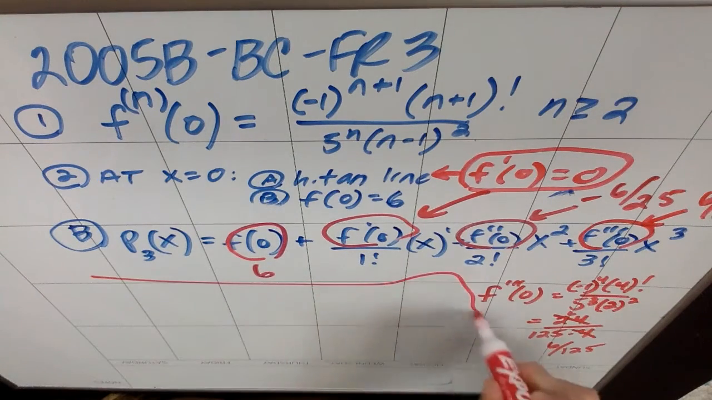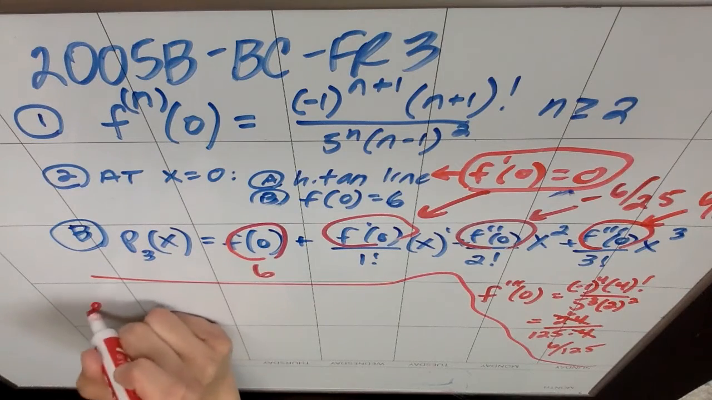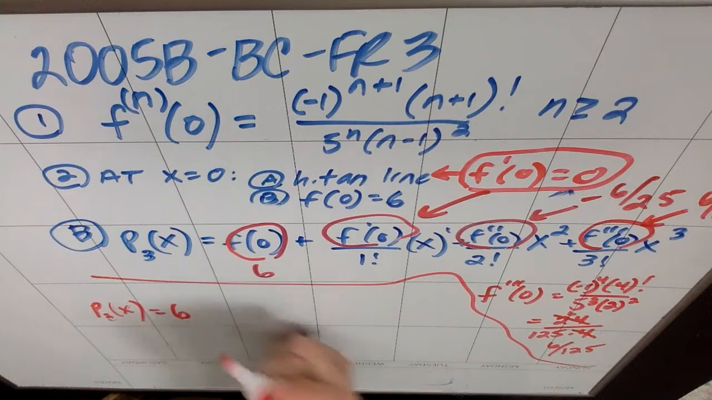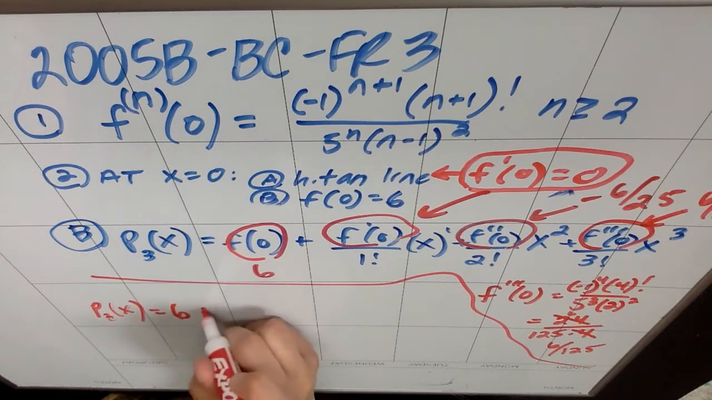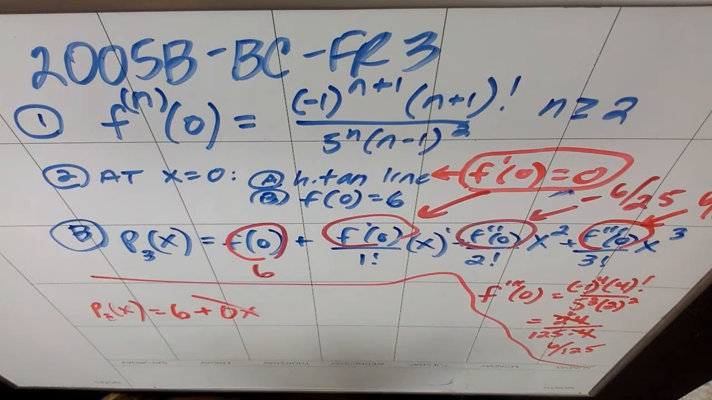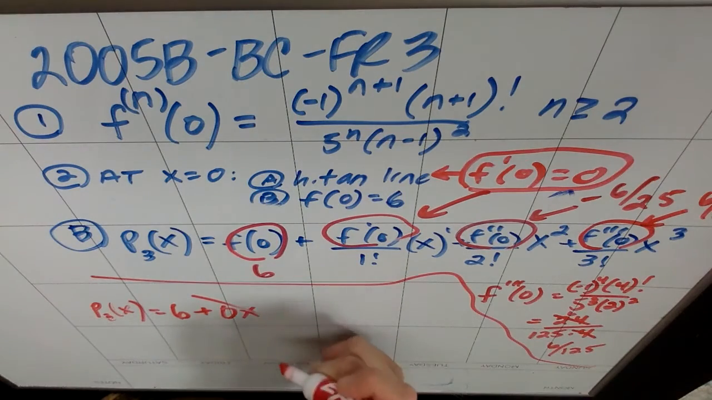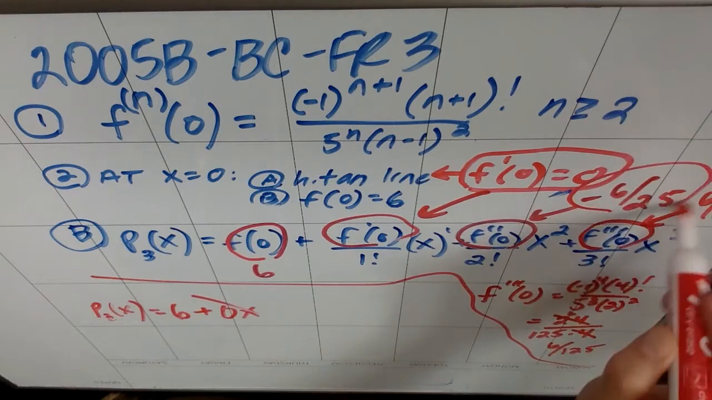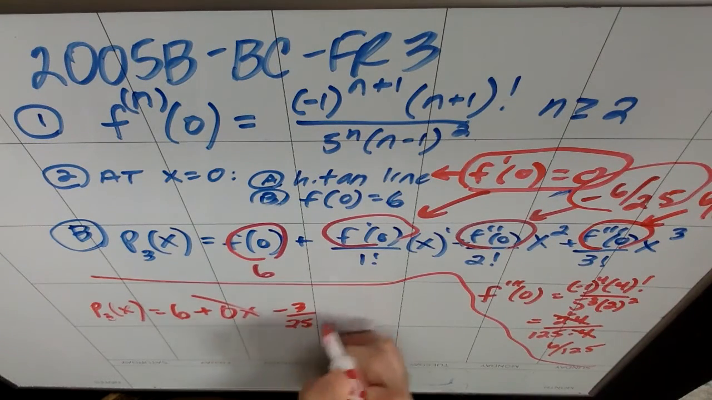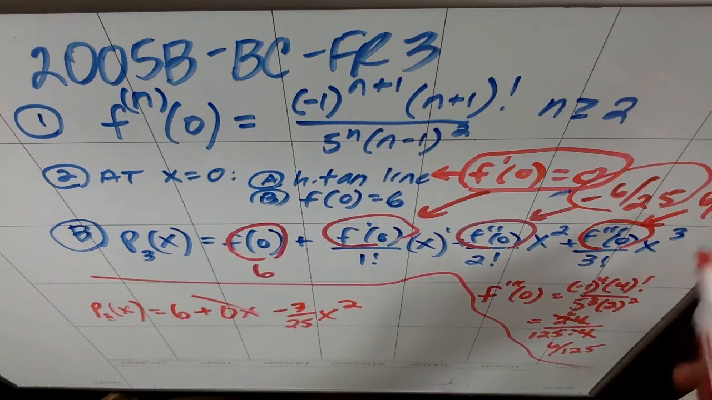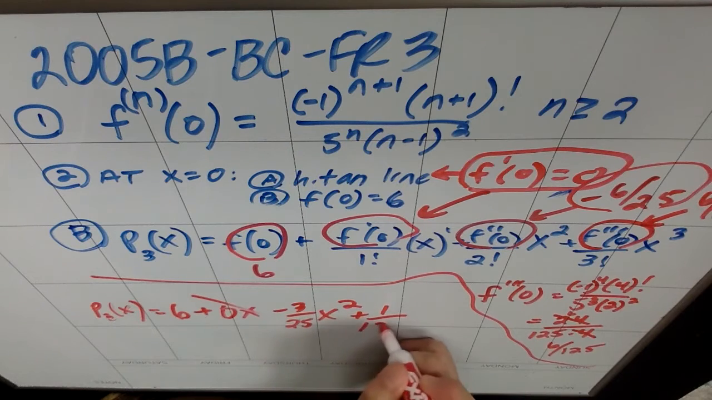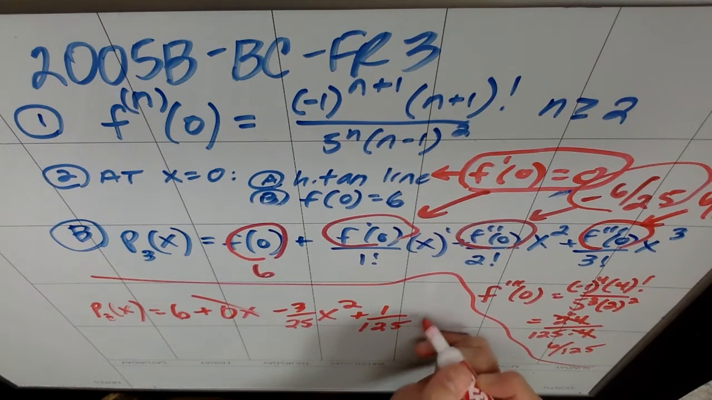Now that I know those values, my job is to write out p sub 3. If I partition this off a little bit, my p sub 3 of x is going to be my 6. That was easy. And then this linear term goes away. If you want to write plus 0x, you can, but if you just want to say it doesn't exist, it's gone, that's also fine. And then I need the negative 6 over 25 divided by 2, so that's a negative 3/25 x squared. And then I need 6 over 125 divided by 6, which is just 1 over 125, since the 6 would cancel, and that's an x cubed.